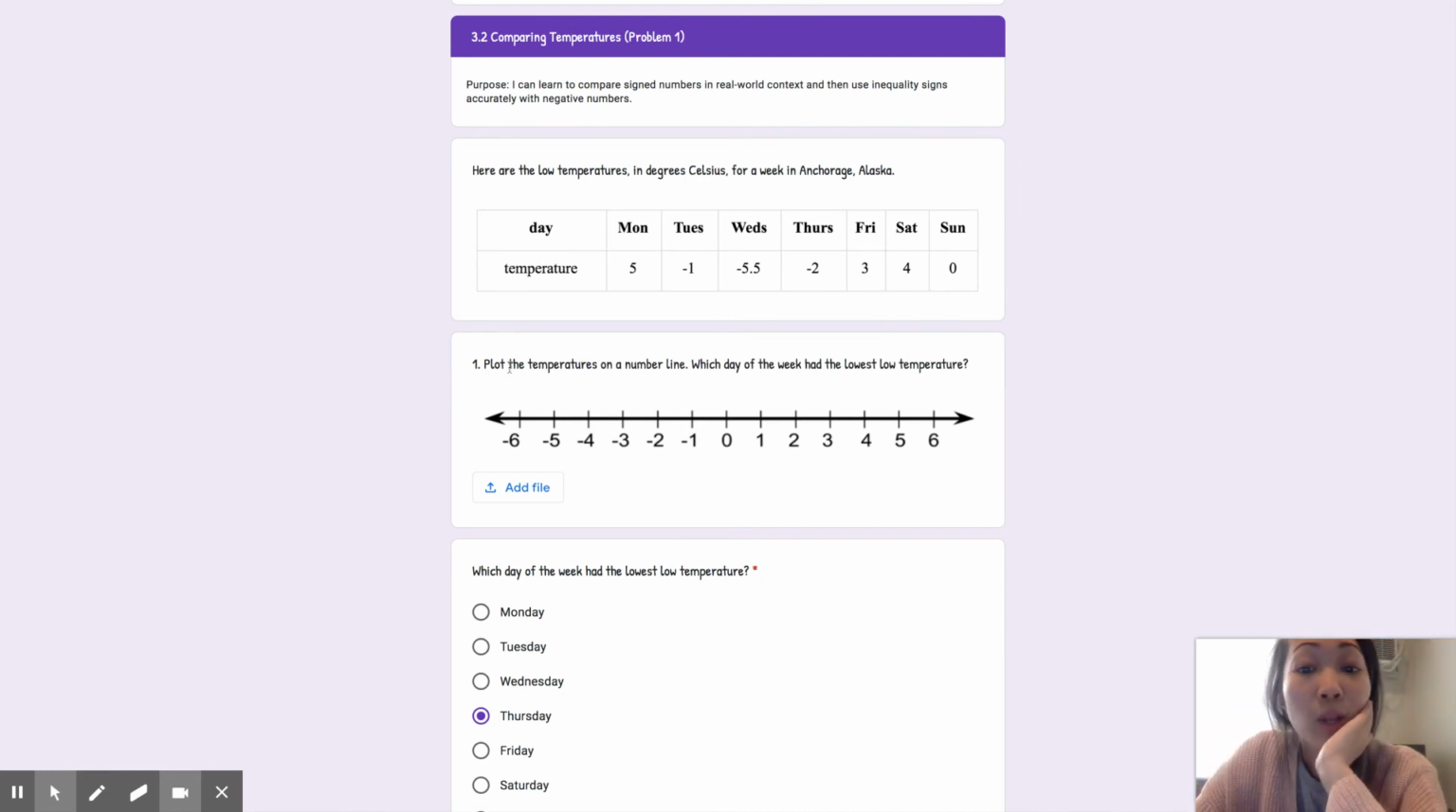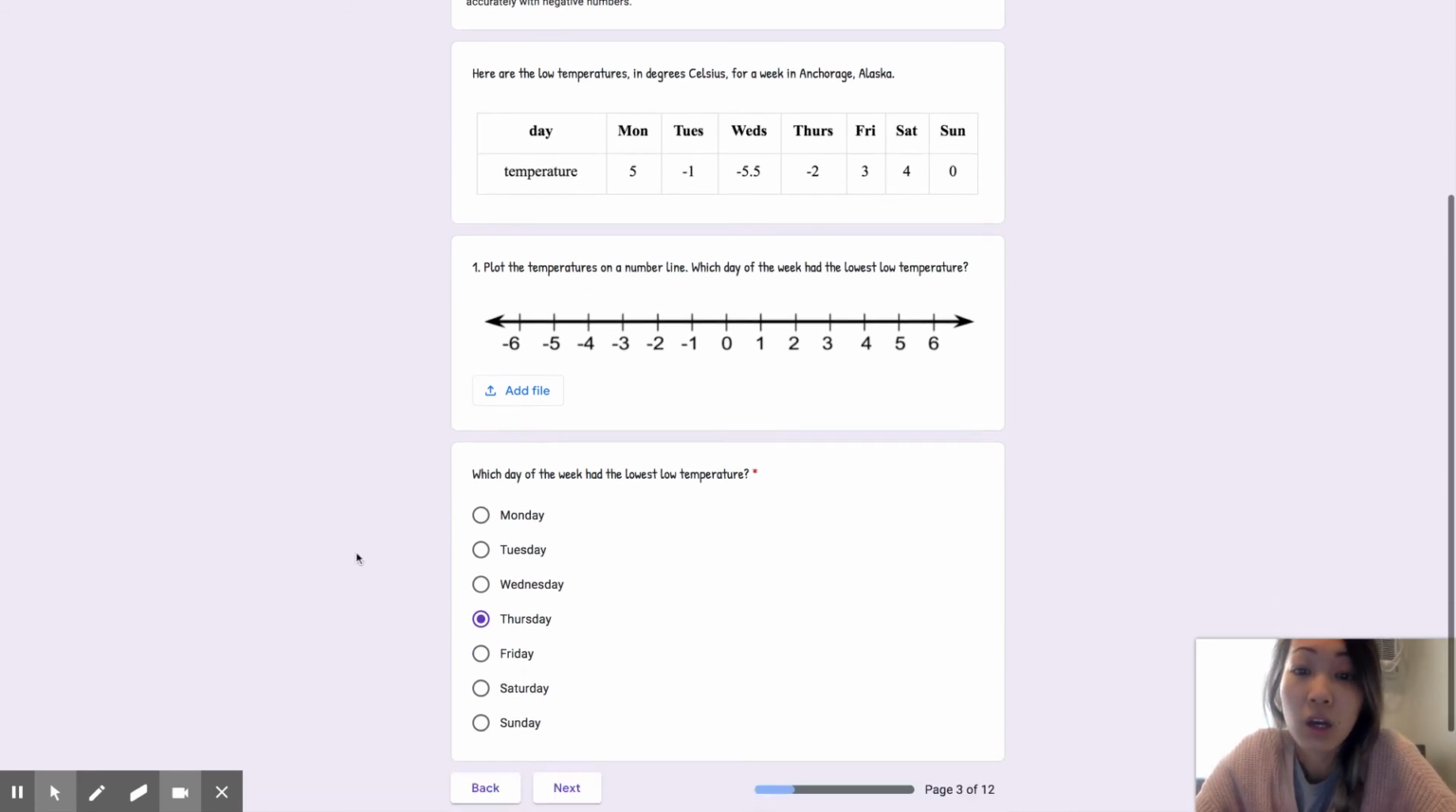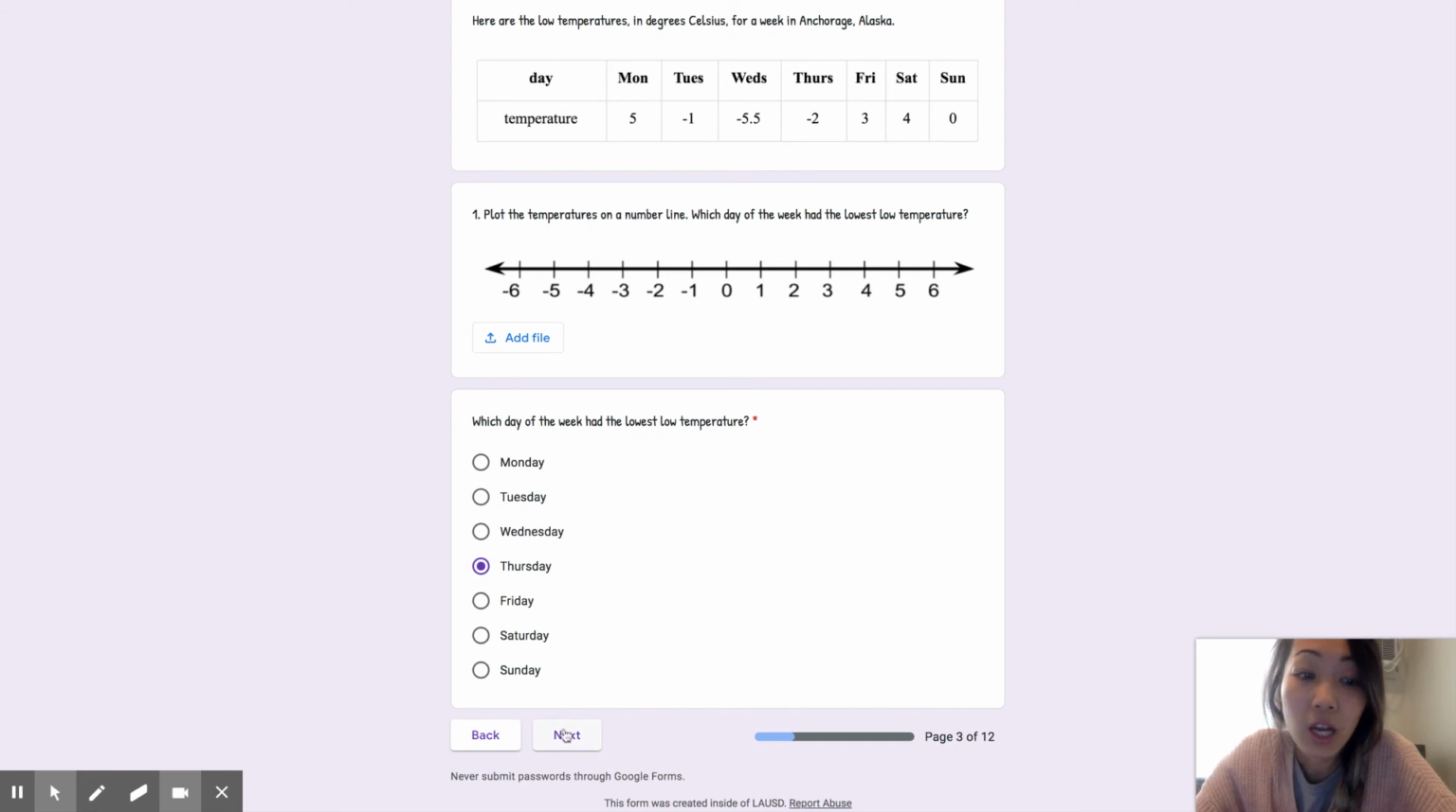So it says plot the temperature on a number line. Which of the days of the week has the lowest low temperature? So when I'm thinking of lowest low temperature, am I thinking of warm or am I thinking of cold? Lowest low. So when it's low, it's going down, right? So that means it should be the coldest temperature. So I just clicked on a random answer and here's the answer.